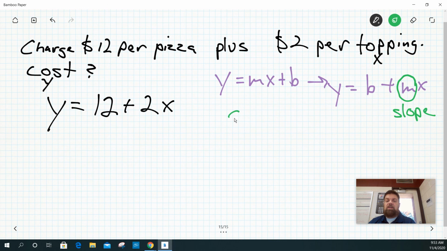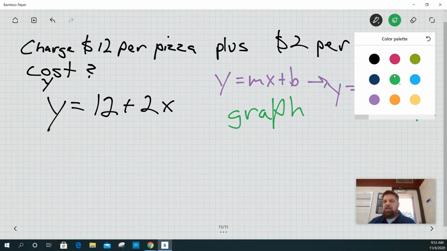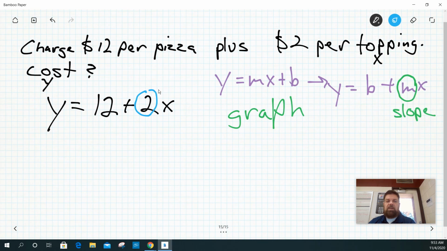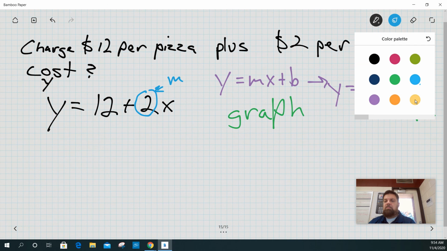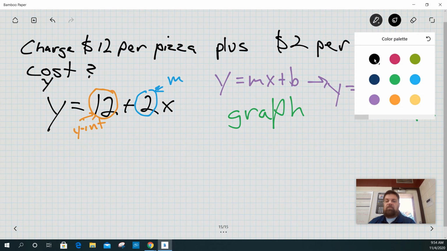And so the question wants us to graph this. So they give us the function, but they want us to graph this. So how do I graph that? Well, I've got to figure out a couple of things. One, this is my slope. In other words, this is my m value. That's my slope. And 12 then must be my y-intercept, where it crosses the y-axis. So if I know a point on the line, I can graph it.